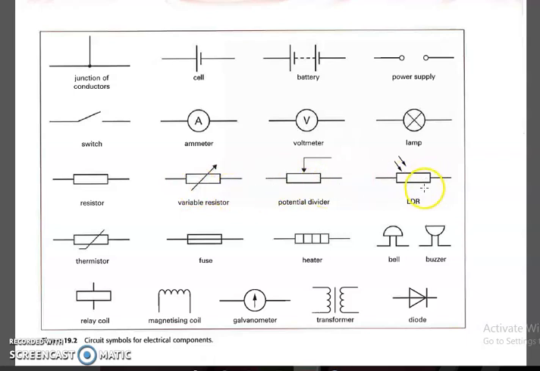And this is LDR, light dependent resistor. This is thermistor, temperature dependent resistor. This is fuse, heater, bulb, bell, buzzer. You should remember this figure. It will be asked for 1 mark. Relay coil, magnetizing coil, galvanometer, transformer, diode. So these last two rows will be new for you. So please learn the symbols by heart.